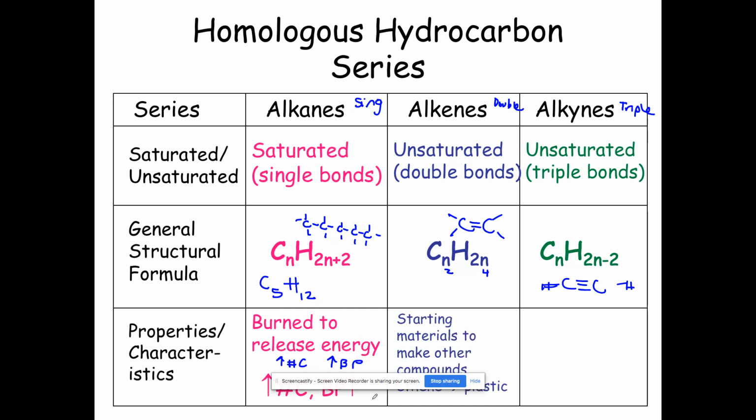So alkenes and alkynes. We don't really talk about these too much, but alkenes are kind of like the starter materials to make other things like plastics. Alkynes use ethine for welding torch fuel. I have never seen a Regents question asking you about that, so I wouldn't stress too much, but I would focus on the alkanes.